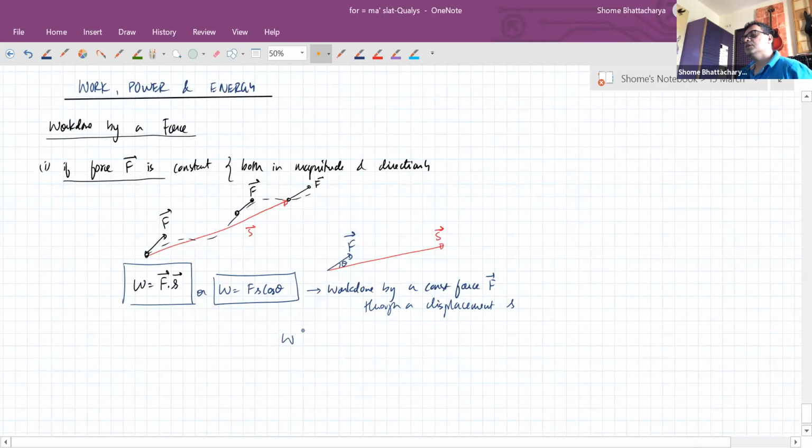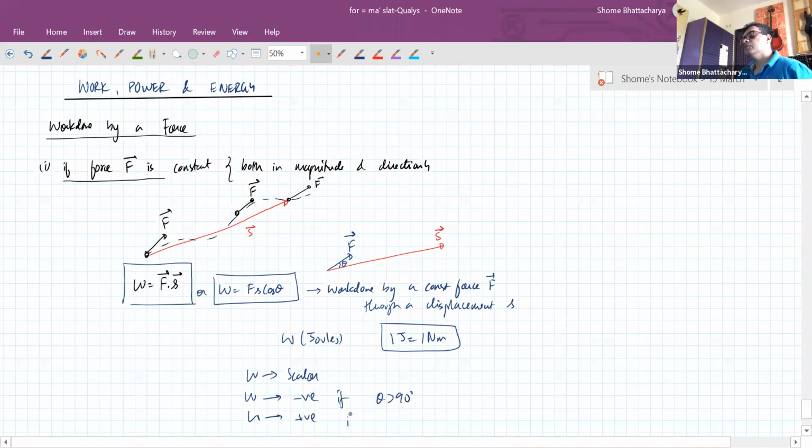Work done is expressed in joules, where 1 joule is equal to 1 Newton meter. Work done is a scalar quantity. It can be negative if theta is greater than 90 degrees, positive if theta is acute, and 0 if theta is 90 degrees. So this is about work done by a constant force.